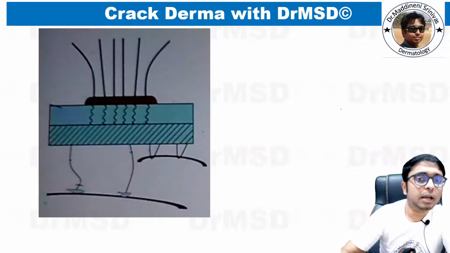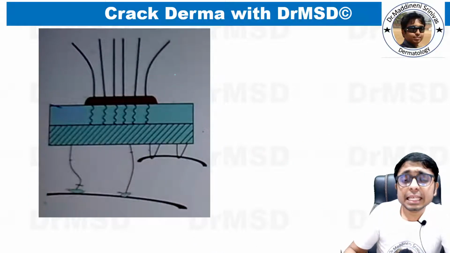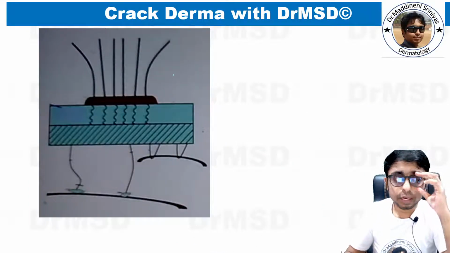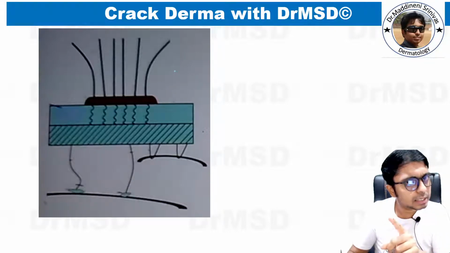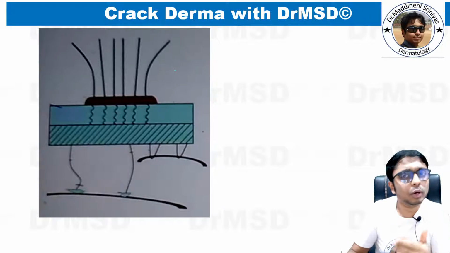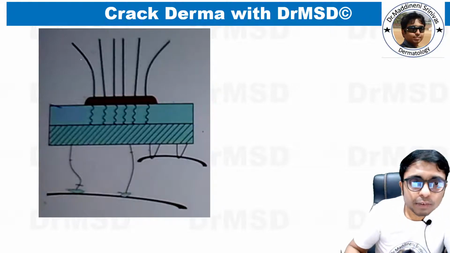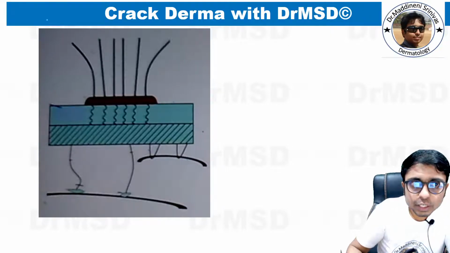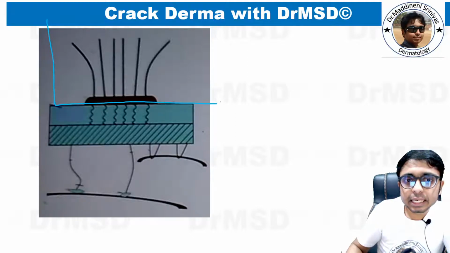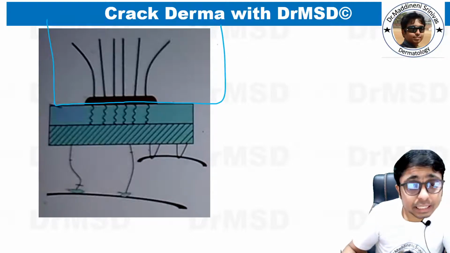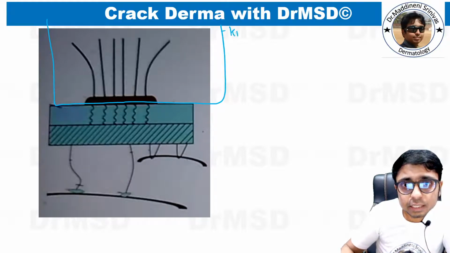Now let us see this very important dermoepidermal junction, which if you can understand, you can get to know the answer for this question. First get the orientation of this picture. This is basically a keratinocyte. That is one thing which you must understand.